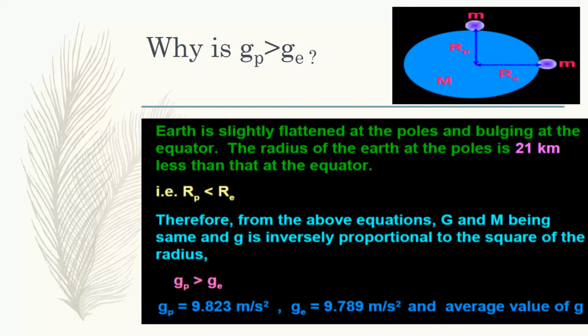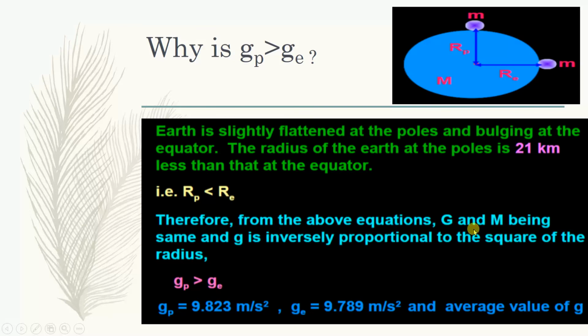As we have discussed, Earth is oval shaped. So the radius of the Earth at the equator is greater than the radius of Earth at the pole. There is a slight difference. Earth is slightly flattened at the poles and bulging at the equator. So the radius of Earth at the pole is 21 kilometers less than that of the equator. Okay, there is a 21 kilometer difference from pole to equator. So RP, the radius at the pole, is less than RE, the radius at the equator, by 21 kilometers.